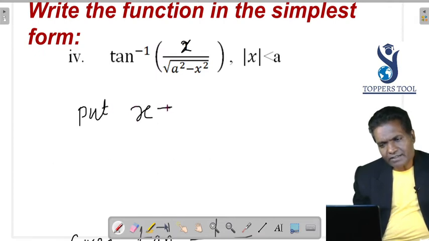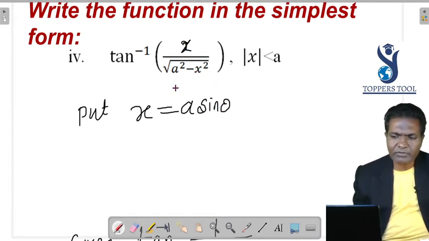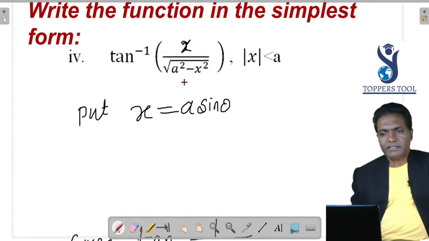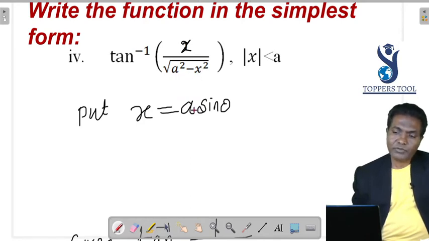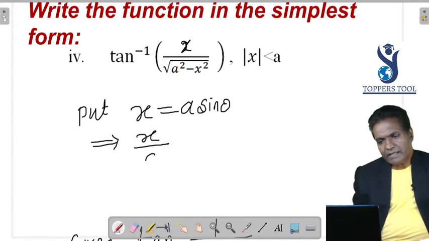put x is equals to a sine theta. If you put x is equal to a sine theta, here you will get a square and a square gets common, otherwise you cannot convert. Similarly, if you have a square plus x square, then put x is equals to a tan theta. So this implies x by a is equals to sine theta.